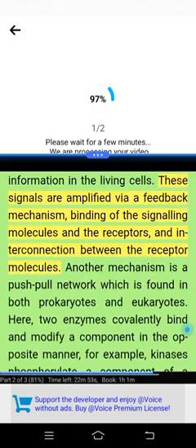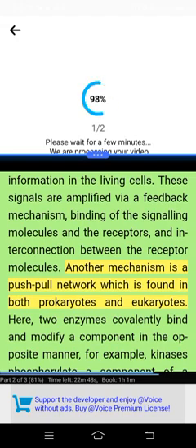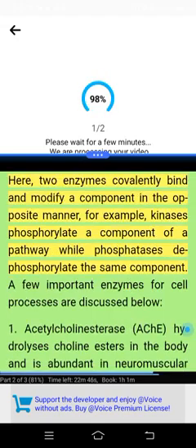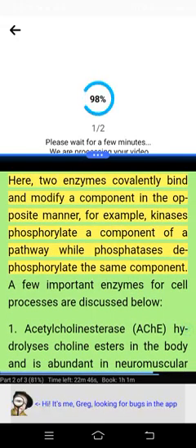Information in the living cells. These signals are amplified via feedback mechanism, binding of the signaling molecules and the receptors, and interconnection between the receptor molecules. Another mechanism is the push-pull network, which is found in both prokaryotes and eukaryotes. Here, two enzymes covalently bind and modify a component in the opposite manner. For example, kinases phosphorylate a component of a pathway while phosphatase dephosphorylates the same component.